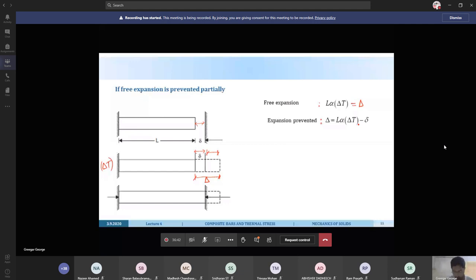So what will be the force here? Suppose the internal reaction is P. Then how can we calculate it? What can we say about this P here? Someone can answer that. Sir, we can equate PL by AE to L alpha delta T minus delta. Yes, exactly. This equals L alpha delta T minus delta, and from this we can find what P is, what sigma T is, etc.